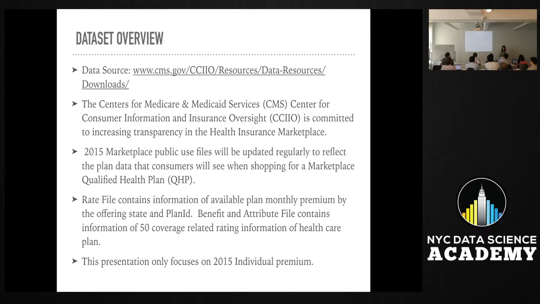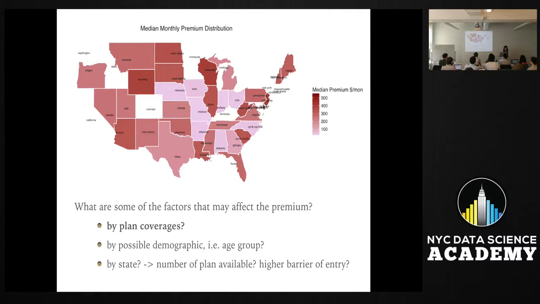Just a quick overview of the dataset. The dataset was hosted by the Centers for Medicare and Medicaid Services. For the analysis, I'm only using the 2015 fiscal year data and focusing on the individual premium. So I'm not looking at any family plans. If you have kids or dependents and you're buying a plan for all of them, that's not going to be here. I'm targeting the singles here.